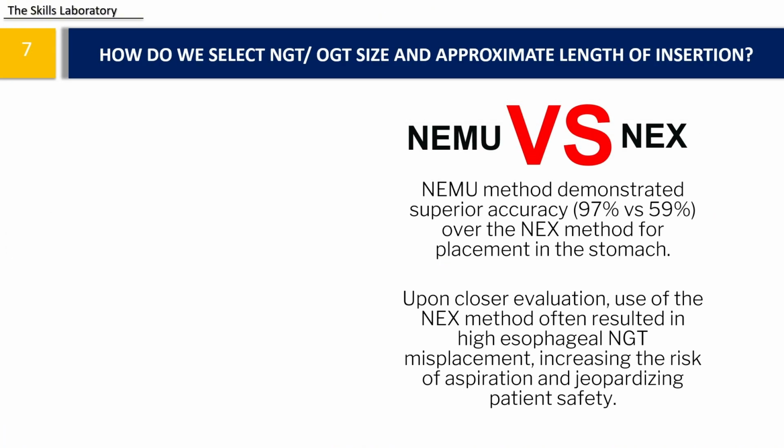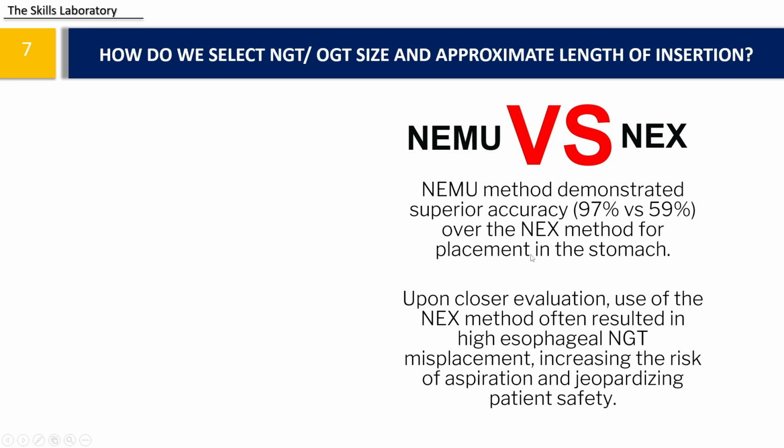So when you say NEMU, this is nose, ears, and the mid umbilical area, MU. Okay, so this is after the xiphoid process. This is below the xiphoid process. While the next is your nose, ears, and the xiphoid process. So according to studies, NEMU methods, or those tubes that go beyond the xiphoid process, demonstrated superior accuracy, that is 97.2 versus the 59% of the next method for placement in the stomach.